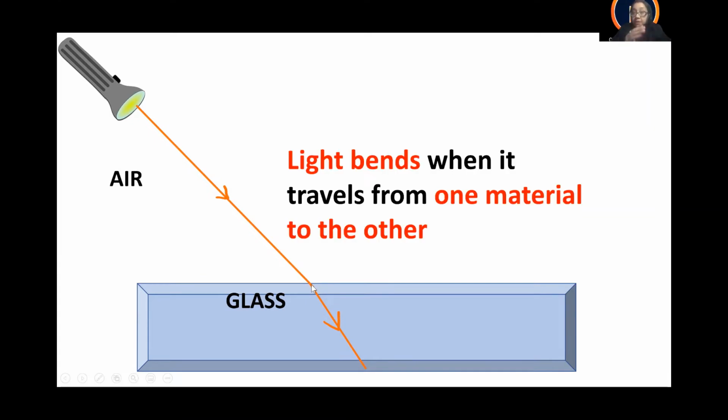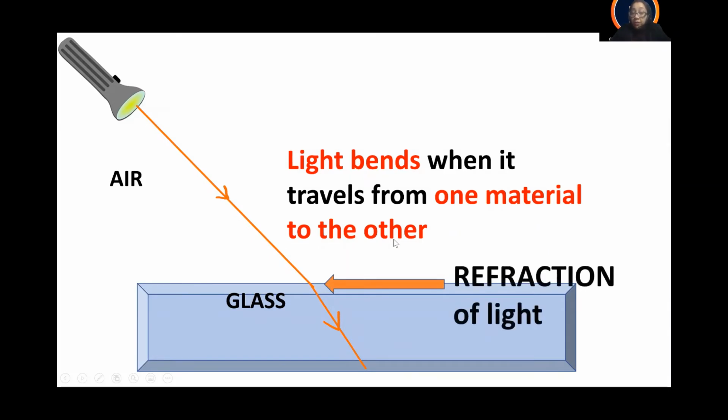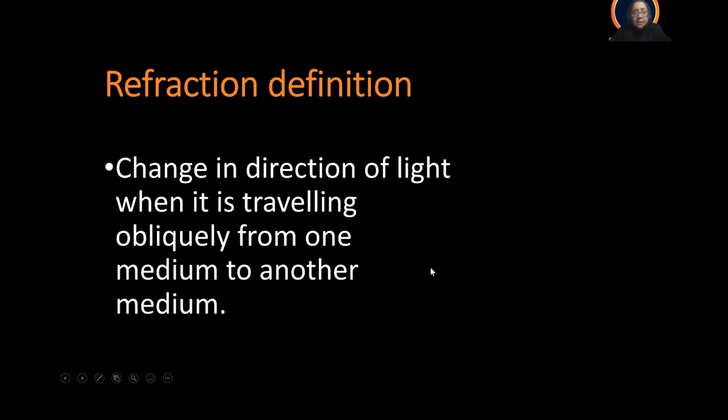So once it changes the material, when previously it was traveling in the air and then it is traveling in the glass, whenever the ray of light is changing the medium, then we can see that there is a bending of light. And this particular point, we call the point of incidence, and the process we call refraction of light. So let's look into the definition of refraction of light.